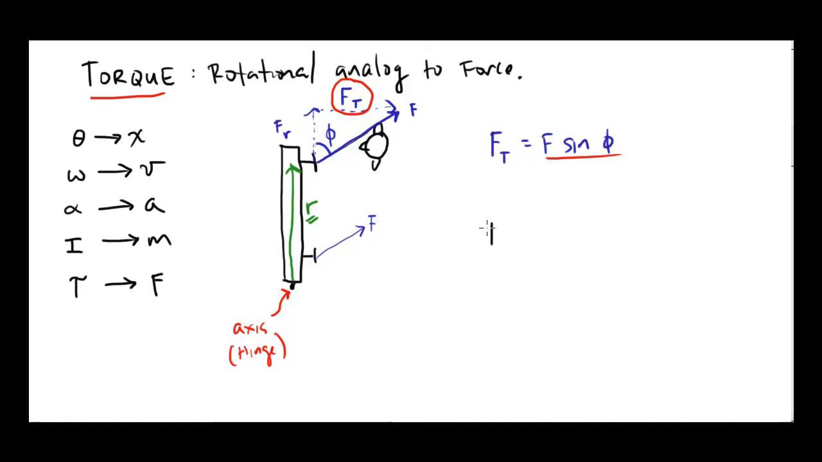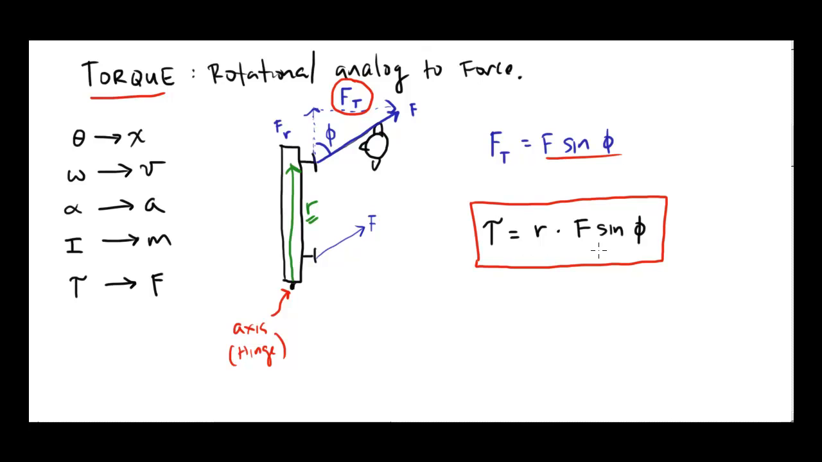We can say that torque equals r, the distance away from the axis, times the component of the force perpendicular, which is F sine theta, or F sine phi, rather. And this now is our equation for torque. So r times F sine theta.